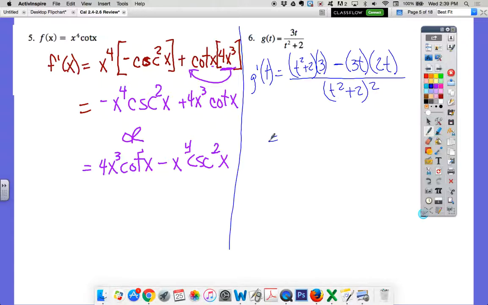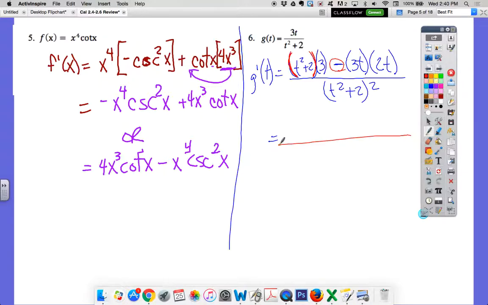Now, it's time to clean up the top. And remember, since you've got this minus here, you have to distribute everything. And it is imperative that you put these parentheses around that denominator, because you have to distribute this 3 times that entire binomial. So don't leave off those parentheses. That's important.